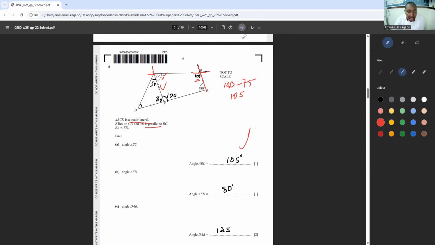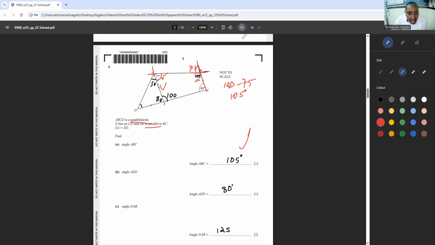Or you can go with the alternate angles. This angle here, sorry, my bad, I have to indicate that one. This angle here is alternate to this, and alternate angles are equal. So then you remember angles on the straight line add up to 180. Still get 180 minus 75, and also gives you 105 degrees. Wow, very good. Now, angle AED. AED. They're talking about this is the angle.